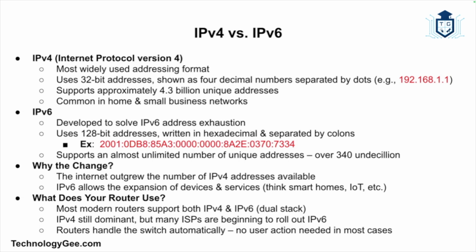And modern routers, they support both. So if you've got a modern router in your house, it can support both. And this is called dual stack, where it can deal with IP version 4 and IP version 6. And guess what? You don't have to worry about configuring any of that. It just does it automatically.